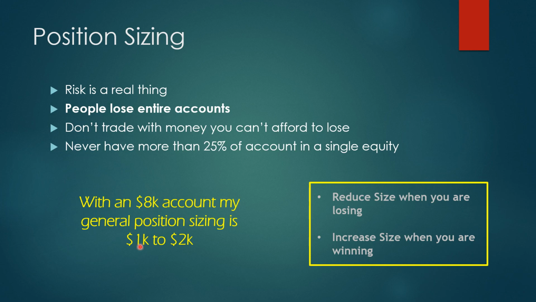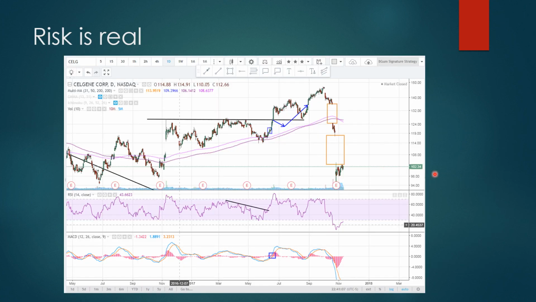With $1,100 and an 8% return, you can make about $100. So just keep that in size. Reduce size when you're losing. If you've had a few trades in a row where you're losing, reduce your size. When you have won a couple trades in a row, maybe consider increasing your size when you're winning. Risk is real. Like I just said, risk is real.